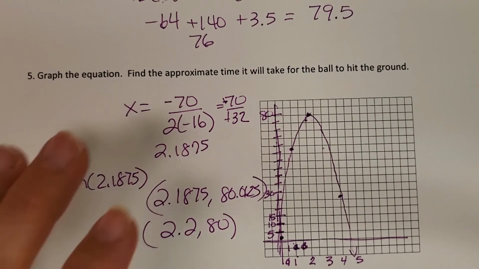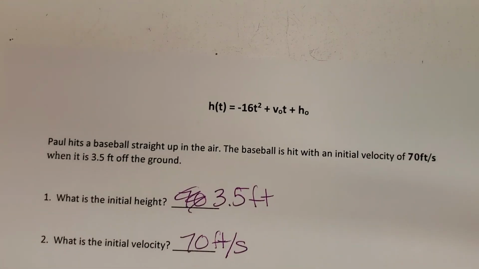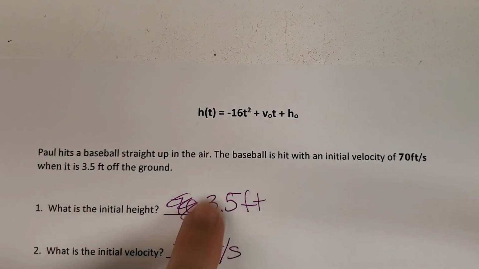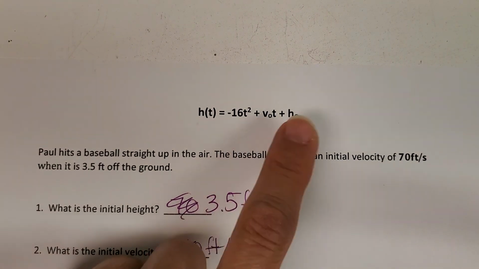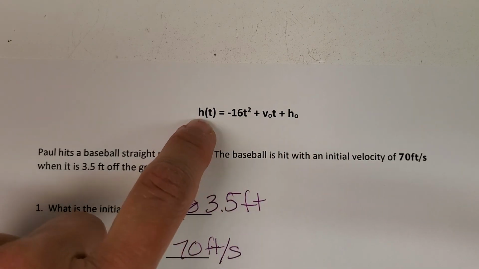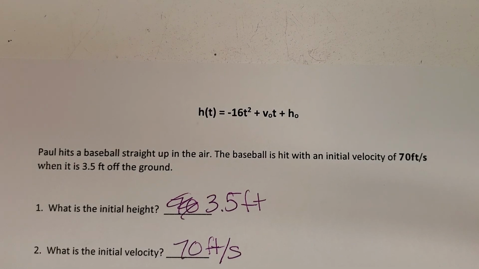So those are the vertical motion problems that we're going to do. You'll have a few more to do for homework. Keep in mind this formula, the negative 16t squared, and that t always stay the same. Initial velocity goes here, initial height goes here, and you can plug in any second you want to find the height at that time. It's kind of cool.